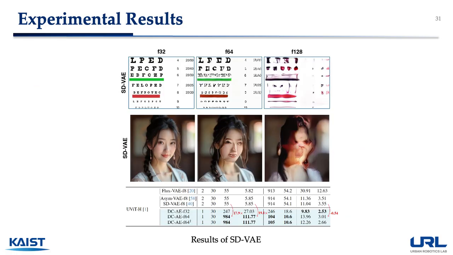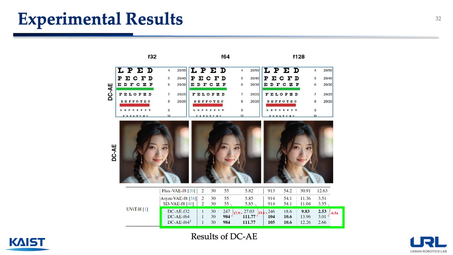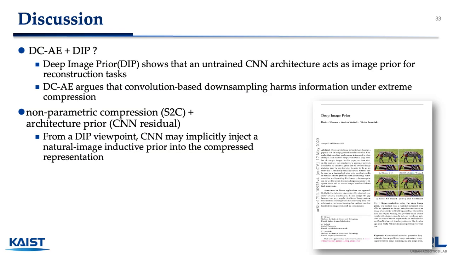Here you can see the reconstruction behavior of the standard SDVAE under high compression. At F32, it already loses the fine details, at F64 facial structure starts to break apart, and at F128 the reconstruction collapses entirely. In contrast, when we switch to DCAE, the reconstruction quality remains stable and visually consistent across all compression levels. So we not only get high-fidelity reconstruction at extreme compression, but we do so with much higher speed and much lower computation cost. And this is the end of my presentation.